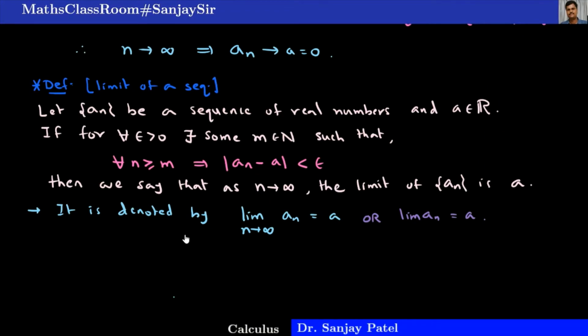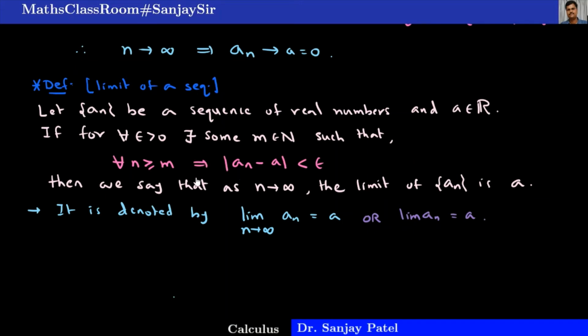So before we proceed, we want to understand this condition in more detail. Say, given a sequence an, and if you know some number a for which this condition is satisfied, then the number a is called the limit of the sequence an. That's what this definition means.